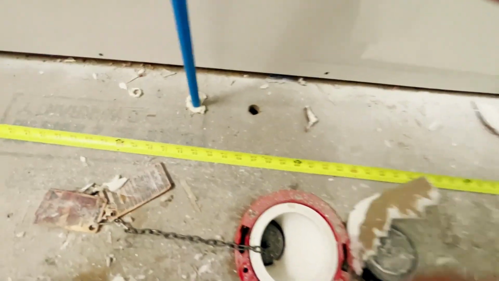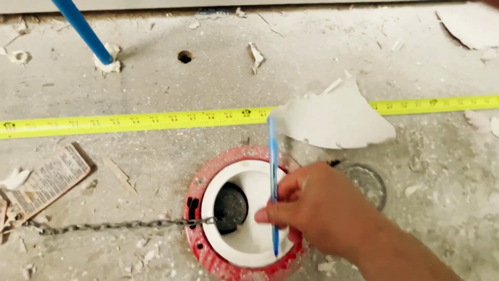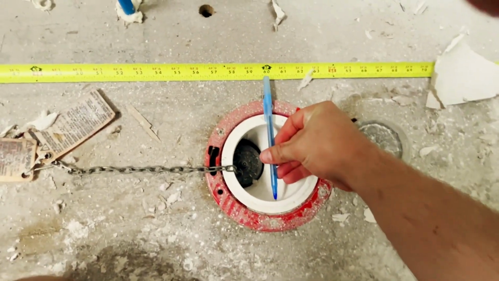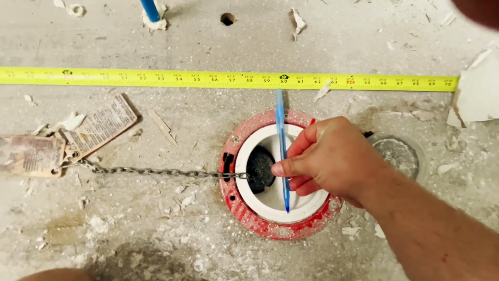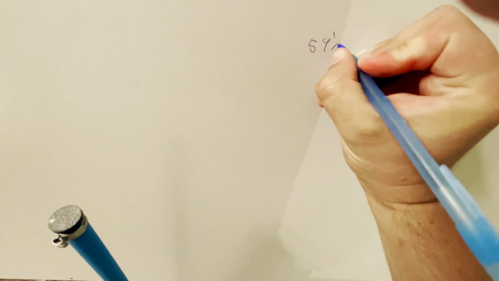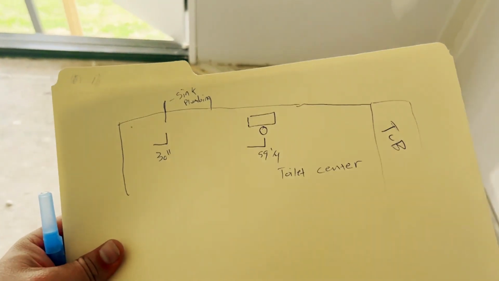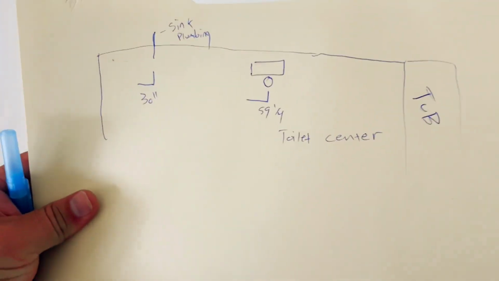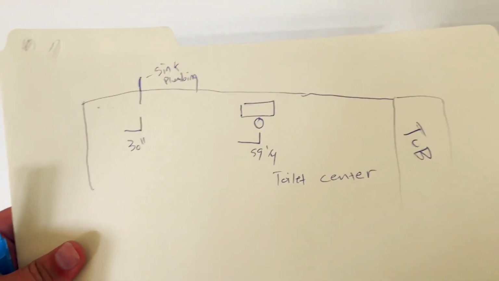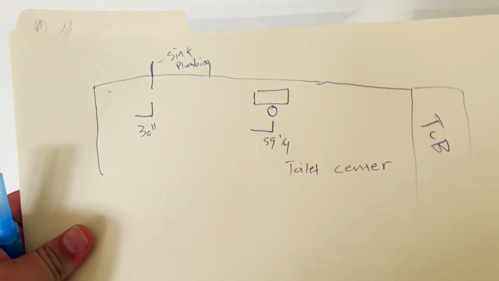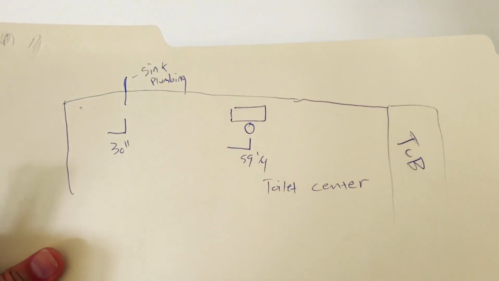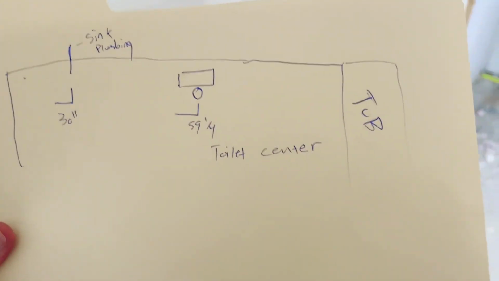And then here we've got roughly 59 3/4, so we'll go 59 1/4. And I'll put it on that manila, so I've got it transcribed to my folder. You can see I put some annotations there, but it's really not rocket science. Got my sink plumbing 30 inches off the left wall to the center, and then the toilet center is going to be 59 1/4.